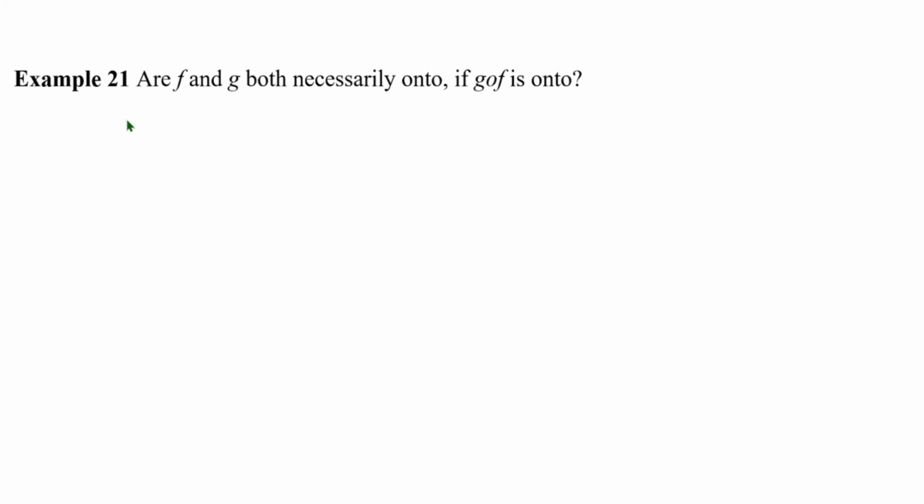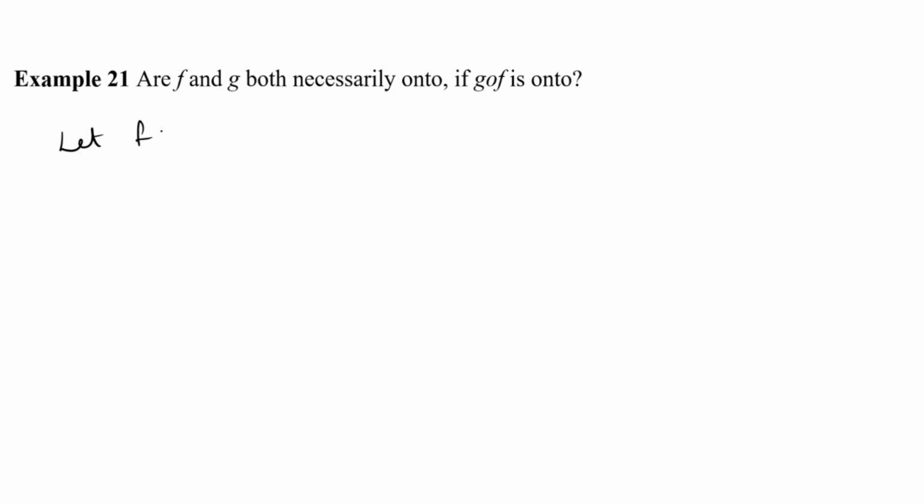Next question, are f and g both necessarily onto if g of f is onto? In the previous question, they asked if g of f is 1 to 1, are f and g both necessarily 1 to 1? Here the question is, are f and g both necessarily onto if g of f is onto? Here again, it is not the case. Let us prove this with an example.